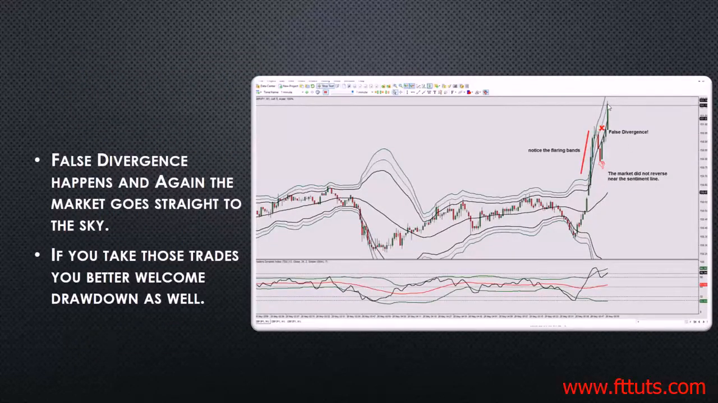Boom. You're way out of profit. If you got in right here where that divergence happens, you're in drawdown. False divergence happens, and again, the market goes straight into the sky. If you take those trades, you better welcome drawdown as well.